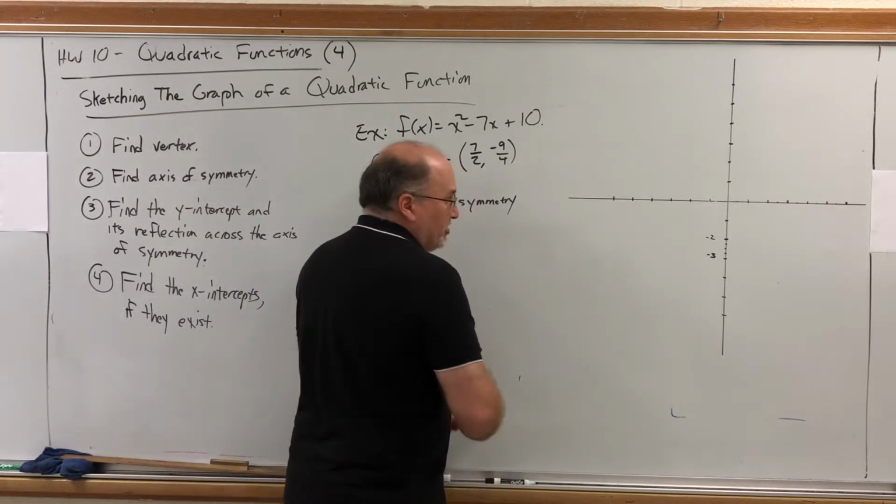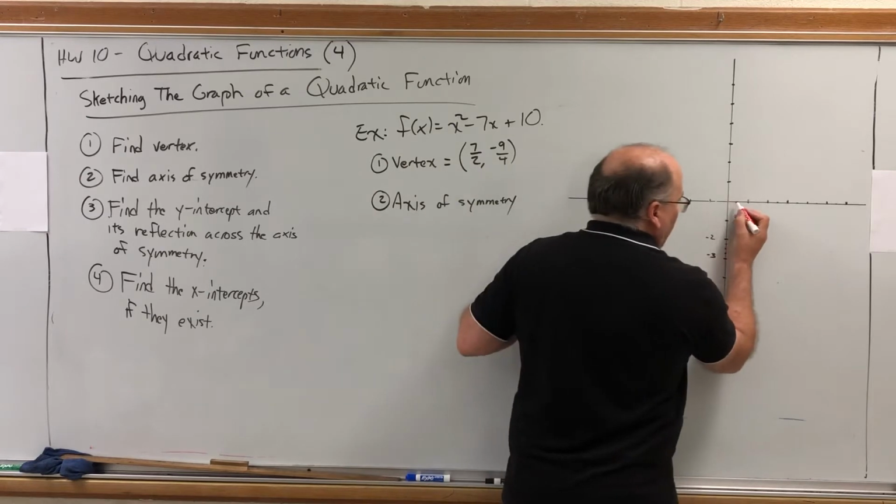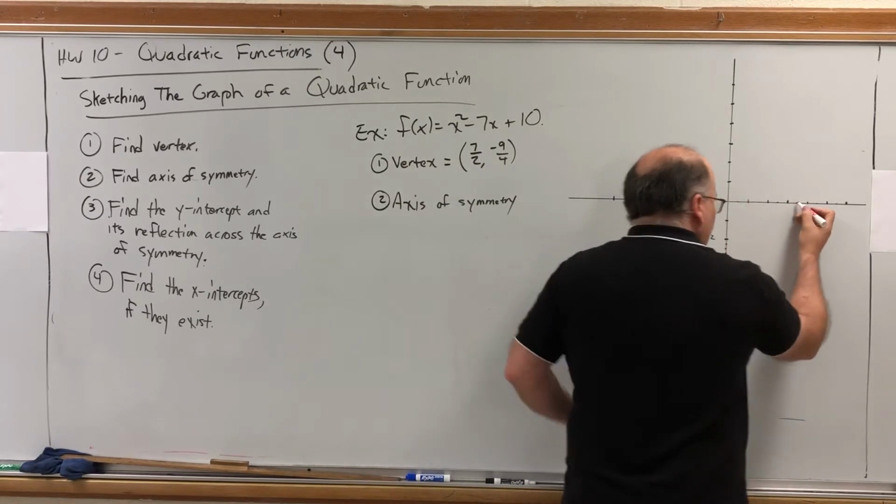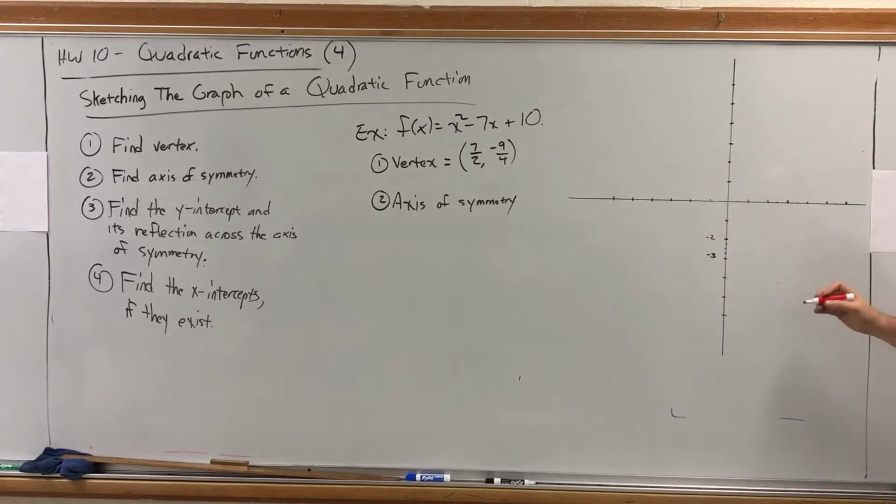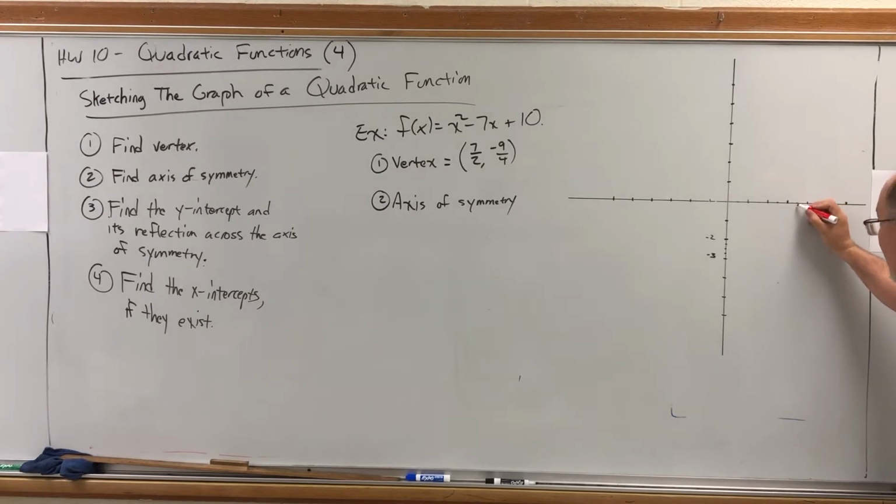So let's start by plotting the vertex. The vertex is at 7/2. So 1, 2, 3, 4, 5, 6, 7, and then down negative 9/4, which is negative 2 and 1/4. So it's about here.